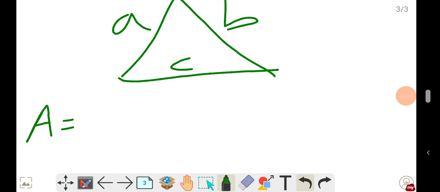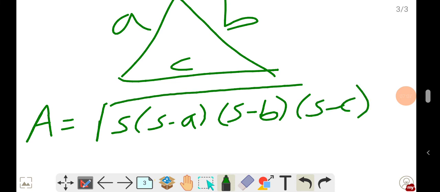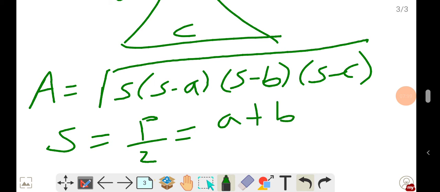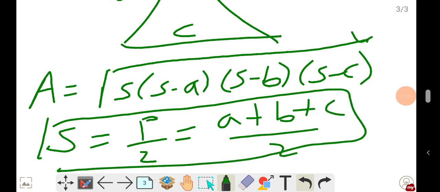first let me write the formula. It is the square root of S in brackets, S minus A, S minus B, and S minus C. You know clearly what A, B, C mean. What's new here is S. What is S? According to Heron's formula, S means the perimeter divided by 2. The perimeter of the triangle is A plus B plus C. Then divide by 2. You can get S by this formula, and then you can use the formula to find the area.